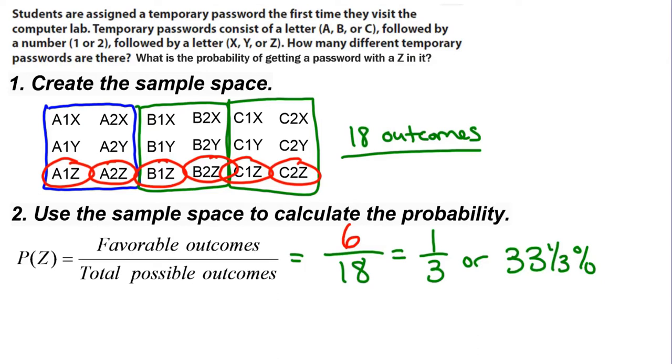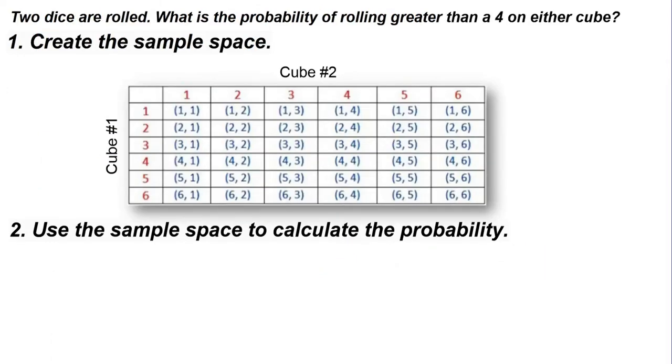Okay, so pretty repetitive. Again, the two things we're looking for are total possible outcomes and then finding the number of favorable outcomes. Once we know those two things, we can find our probability. And lastly, I'm going to make an organized table. That's another way to create a sample space. 2 dice are rolled. What is the probability of rolling greater than a 4 on either cube?